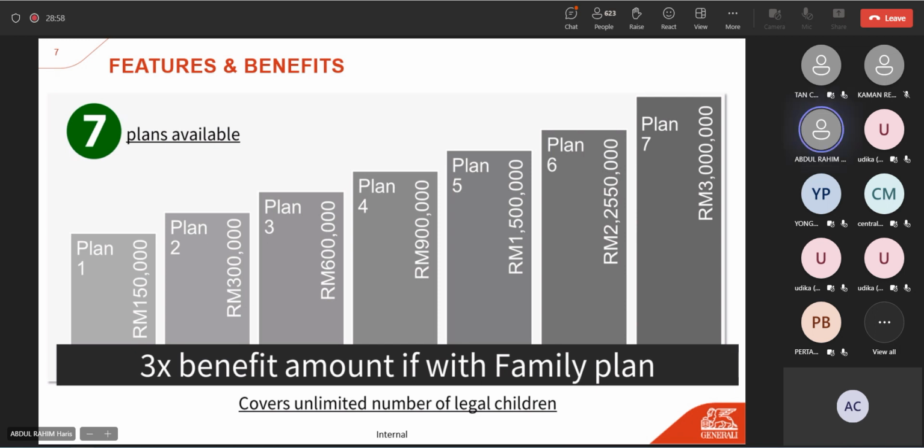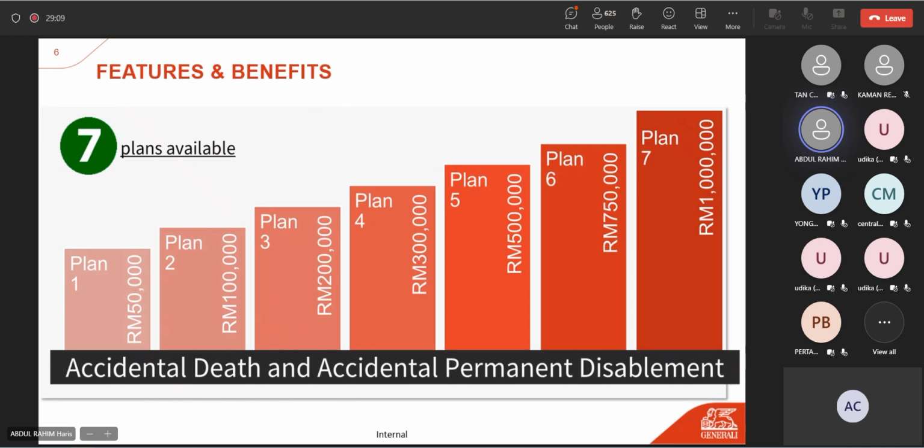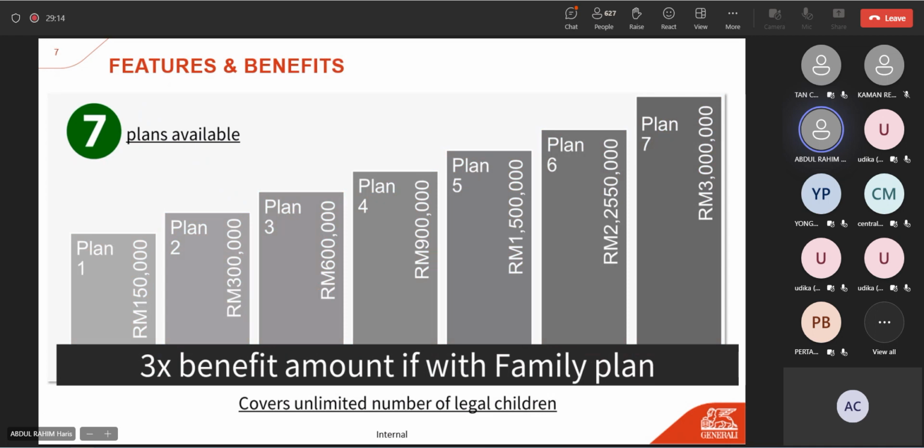Okay, I mentioned family plans earlier. So the limit for family plan is 3 times the individual limit. So on the earlier slide, if you take plan 1 and buy an individual plan, it's 50,000. But if you buy an insured and family plan, then it goes up to 3 times the limit. So for all plans, it's up to 3 times the limit. And our product actually covers an unlimited number of children. But you will need to put in the names of the children. I think Brian will share with you on the system side on keying in the children's names.